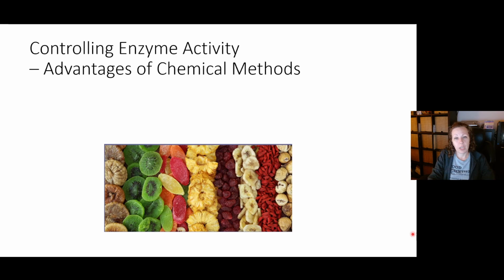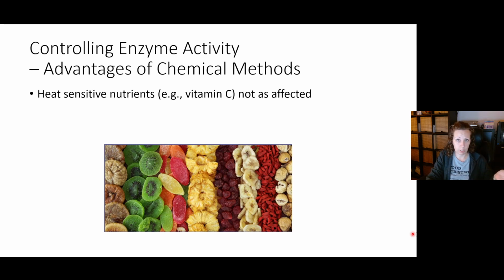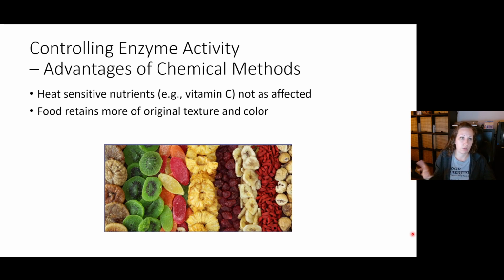So the advantages of chemical methods overall in general versus those heat treatment methods for controlling that enzyme activity are that heat treatments are going to destroy nutrients such as vitamin C, and so the chemical methods don't affect nutrients in the food quite as much. And additionally, we know that heat damages foods, and so these chemical methods help those foods retain their original texture and color better than heat treatment methods.